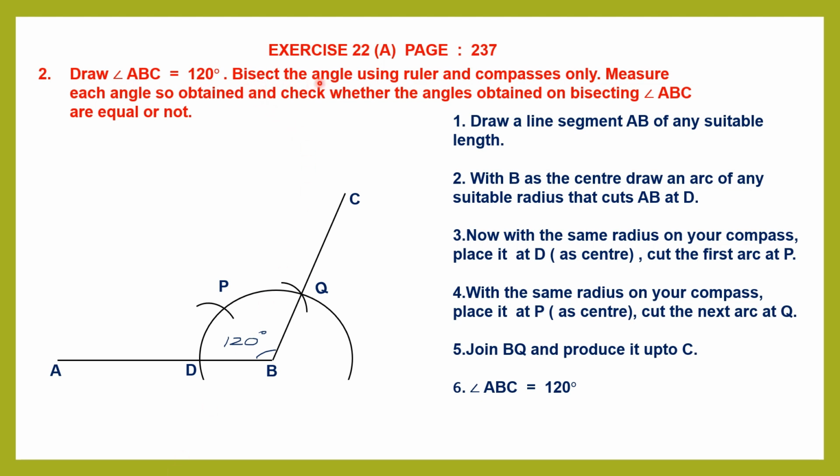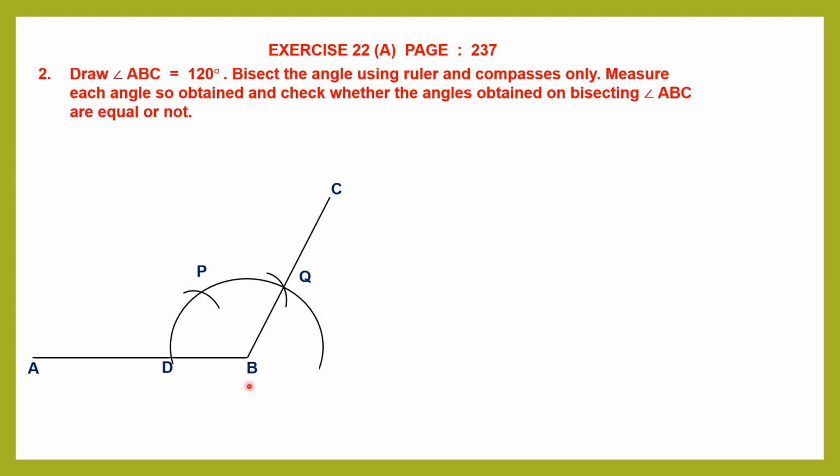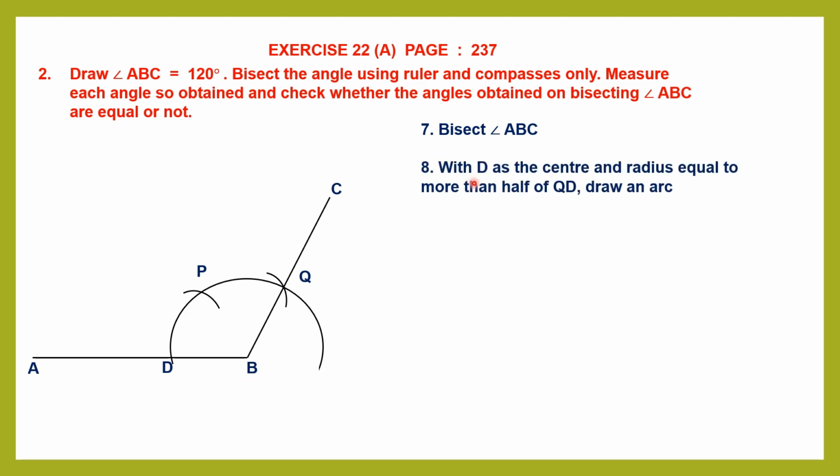Then we are told to bisect this angle. So we're going to take only 120 degrees now. We're going to bisect it. That means we are going to divide this into two equal halves. So let's do that. So now we have only the 120 degree angle. We're going to bisect it. So to bisect that, take D as a center and radius equal to more than half of QD. Now listen very carefully. When we are bisecting, we're going to get an angle that is less than this, isn't it? This is a big one. Now we're going to get somewhere half here. We need to get exactly half here, isn't it?